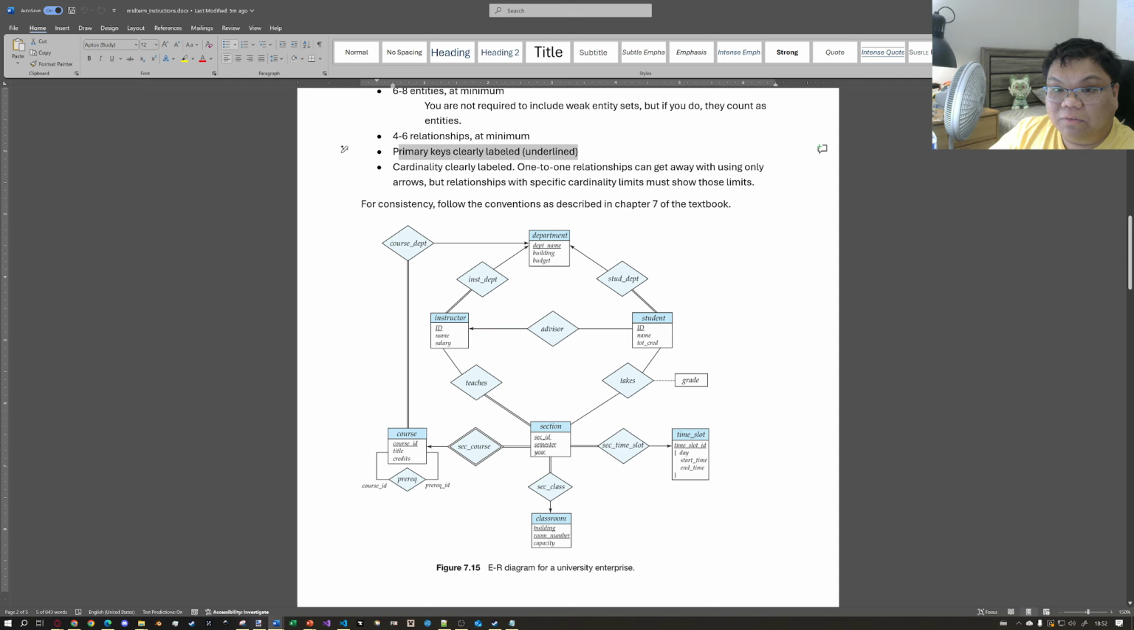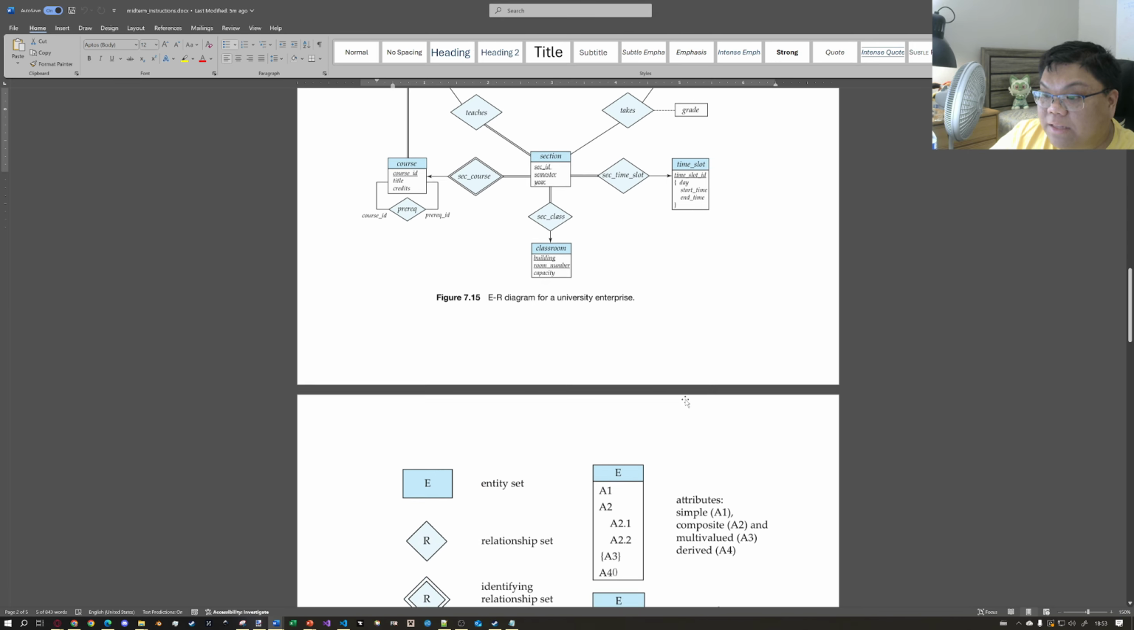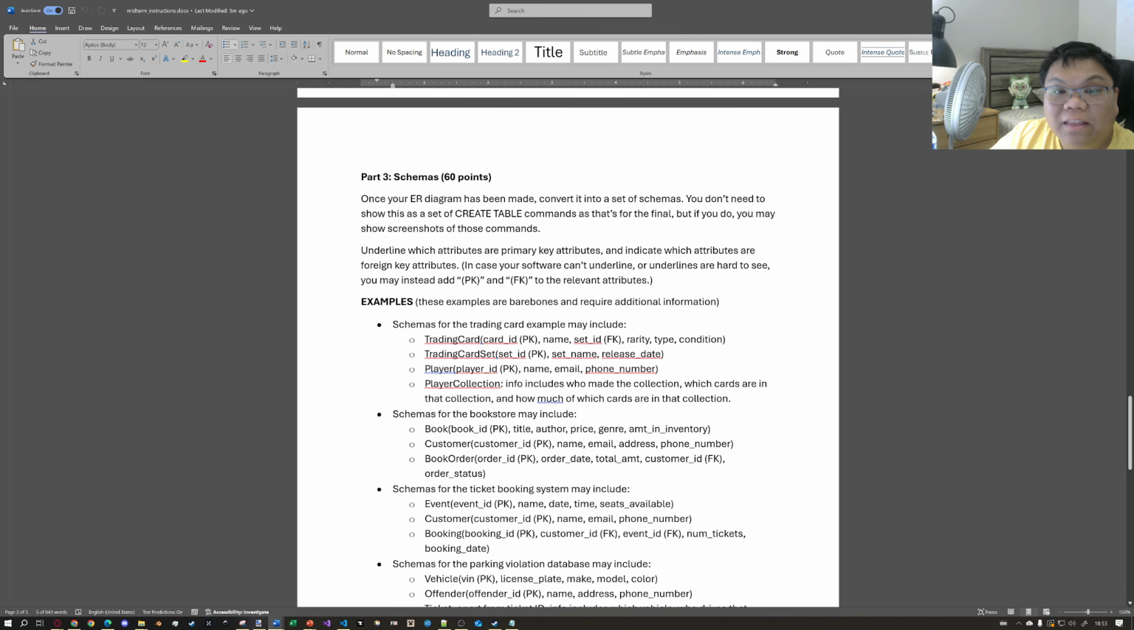So what I'm saying is don't put your attributes in separate shapes unless it's for a relationship. When listing attributes for an entity, just put them in the same rectangle as the entity itself. So that's part 2, and that's 40 points. Part 3 is turning that diagram into a set of schemas.